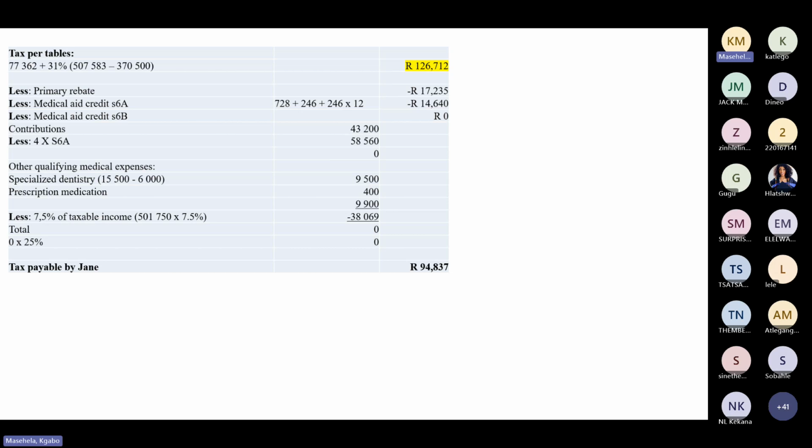And 6B, there's the contribution, 43,200. Where did we get this amount from? How do you calculate this amount, guys? In the chat box, let me know, because I'm interested to know where we got this amount.